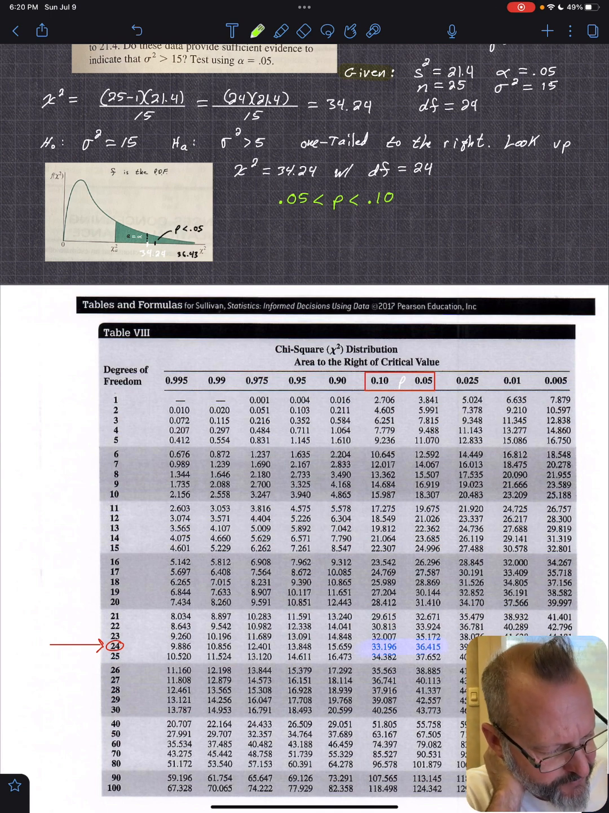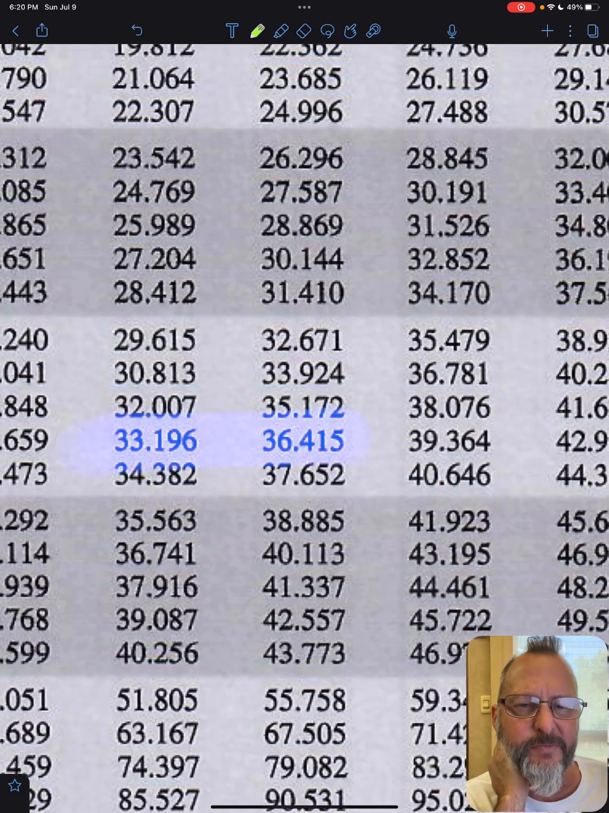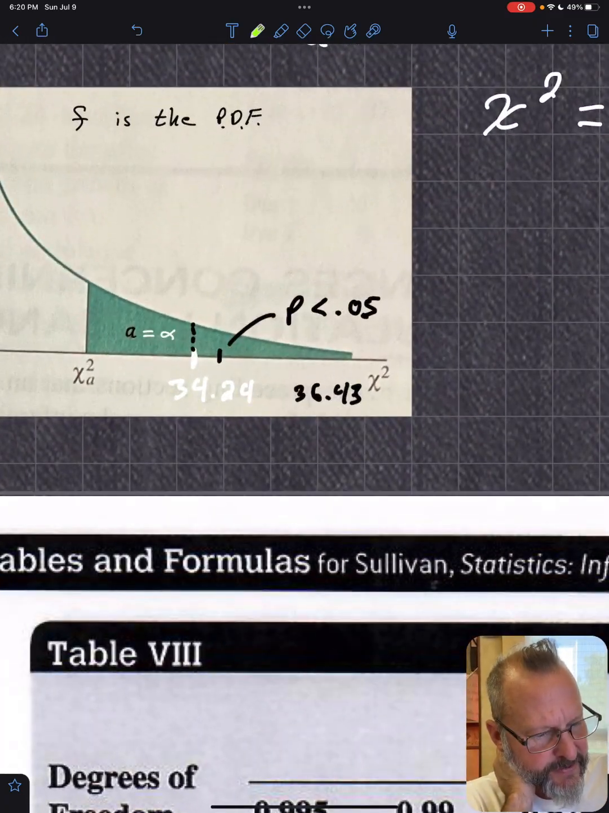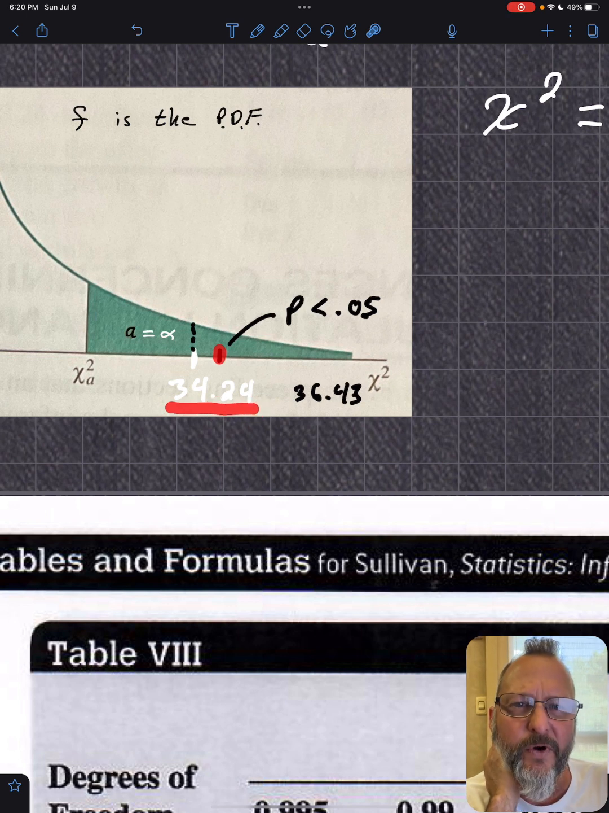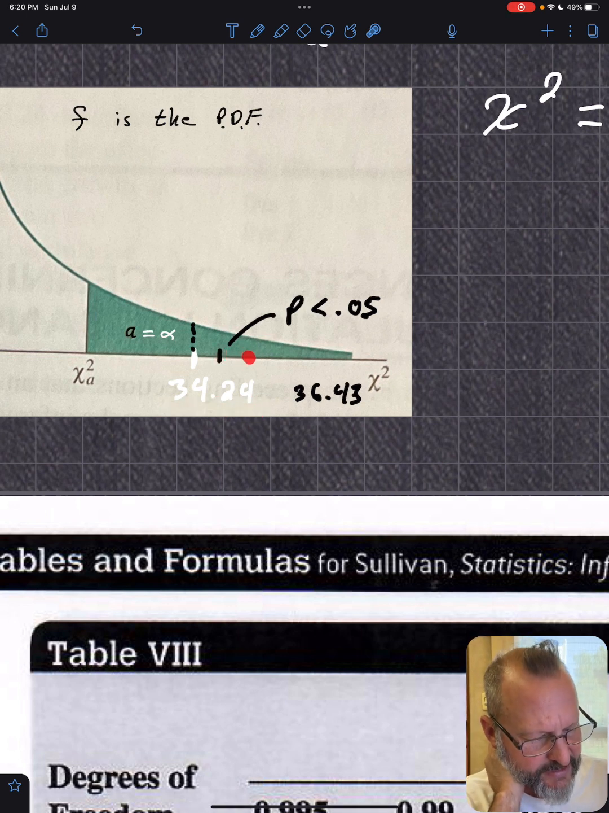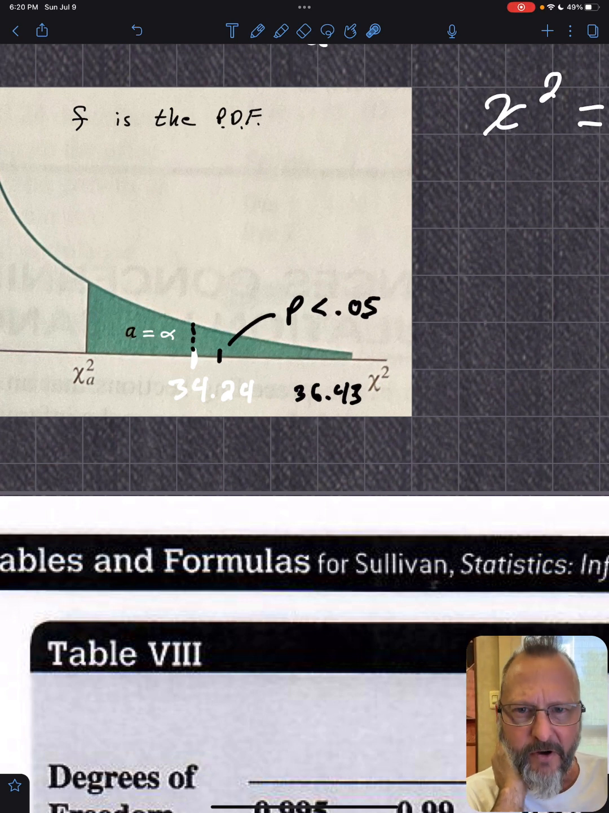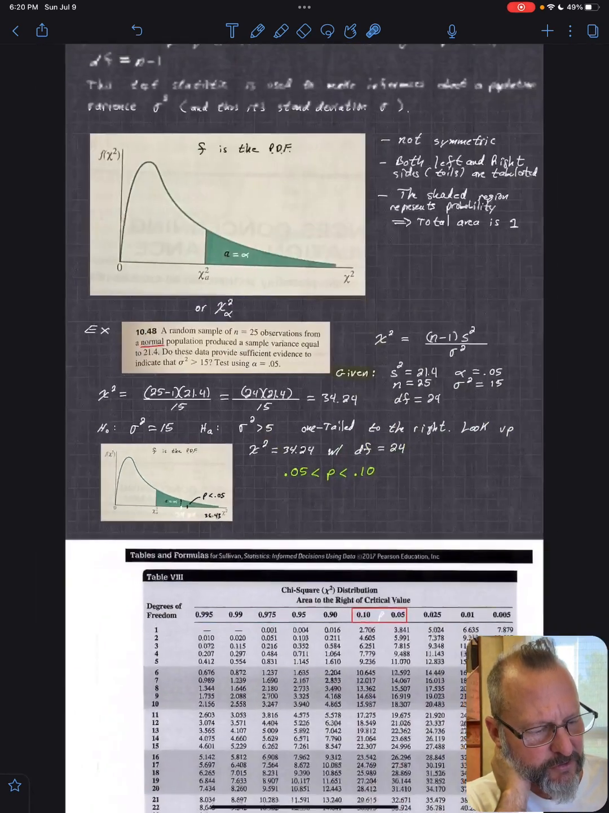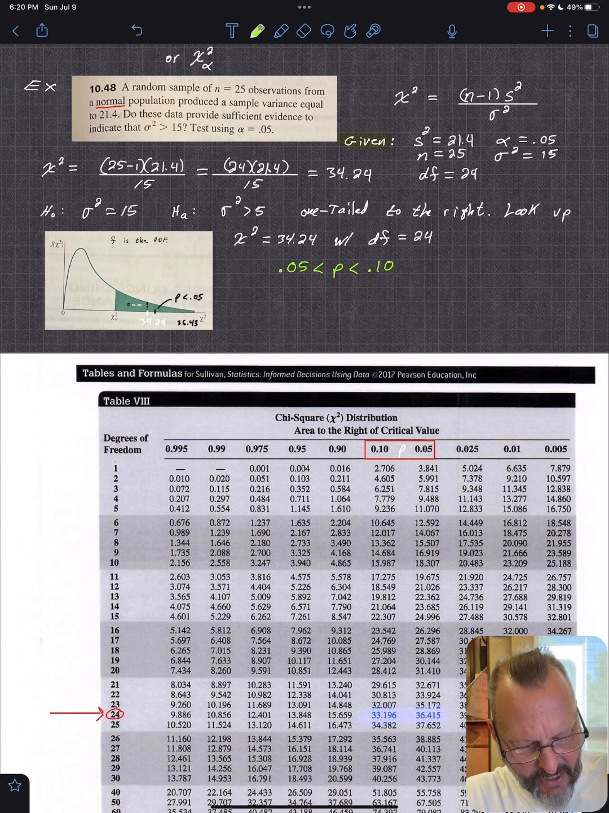So if you go to your alpha level, it's right there. It's 36.41. That's larger. Okay, so if you plot it right here for 0.05, that's your alpha level. So it's here. So is 34.24 in the rejection region? And of course it is not. So by p-value or rejection region, and you really want to do both every time to get a feel for it. All right, so therefore, what's our conclusion? Yes, we do not reject H naught.